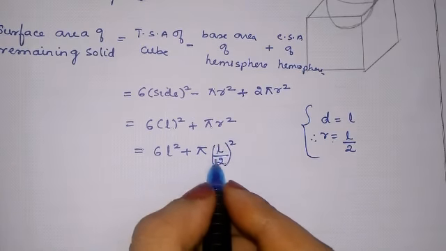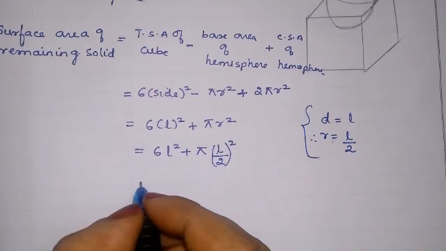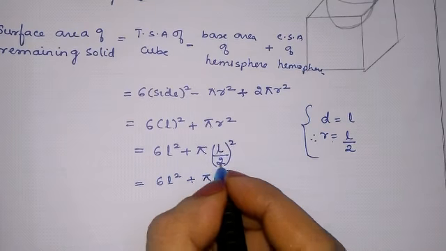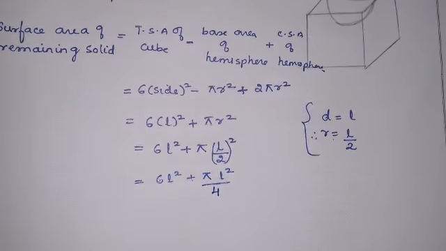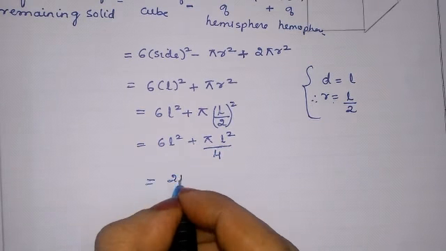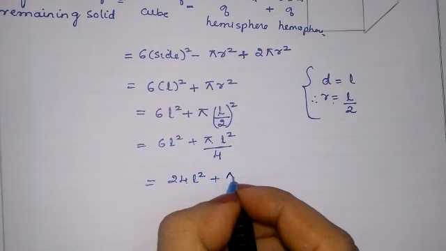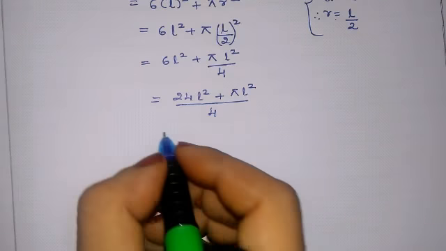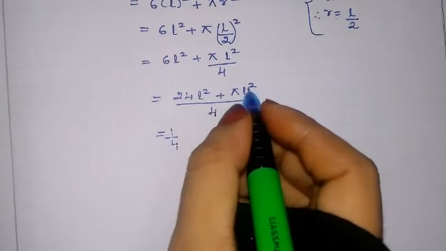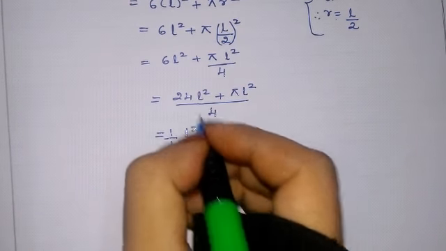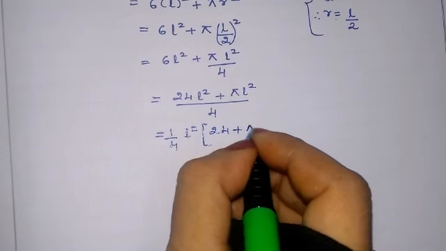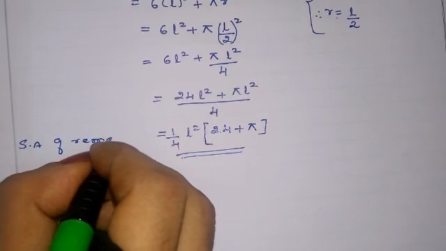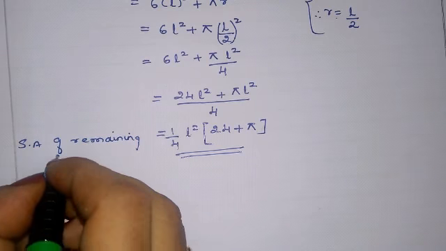So first, 6L square plus pi L square as it is. 2 square is nothing but 4. 6 4s are 24 L square plus pi L square upon 4. Let us write 1 by 4 outside. L square is common. What is left? 24 plus pi. This is the answer for the surface area of the remaining solid.